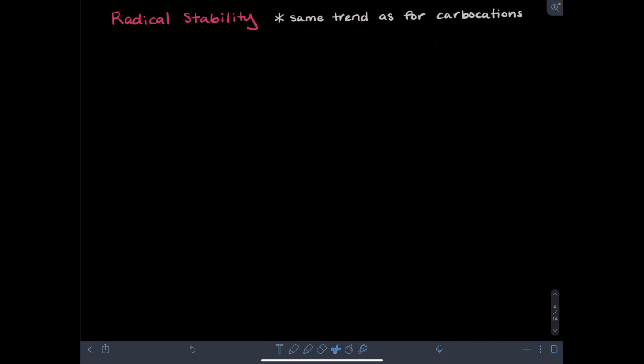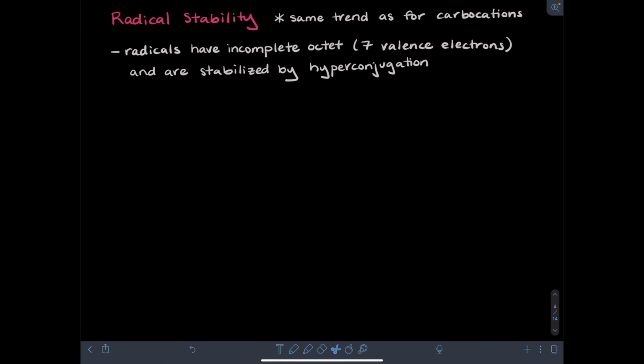In terms of considering the relative stability of different radicals, we're going to see the same trend for radical stability that we saw for carbocation stability. This is due to the fact that radicals have incomplete octets and 7 valence electrons instead of 8, so they are also stabilized by hyperconjugation, the donation of electron density from neighboring carbon-hydrogen bonds into the partially filled p orbital of the radical.